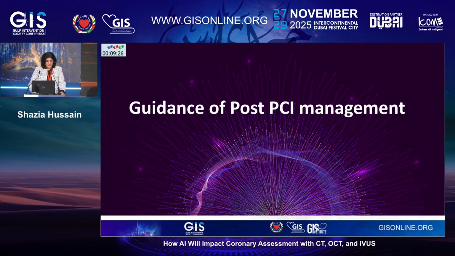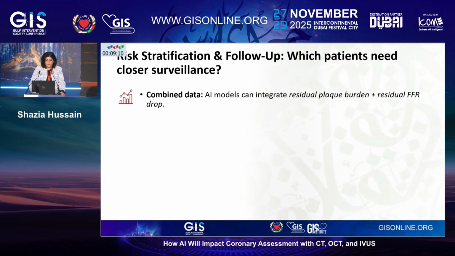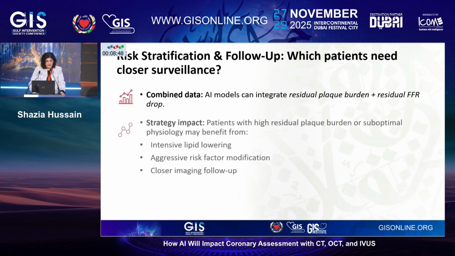Okay. And then just moving on from that, AI can then help with disease management after the PCI, because obviously management of coronary disease is not just purely about the stenting process. So AI can be used for risk stratification and follow-up. And there are models which can tell us plaque burden and a residual FFR drop, and then predict long-term event rates, etc., from this combined data.